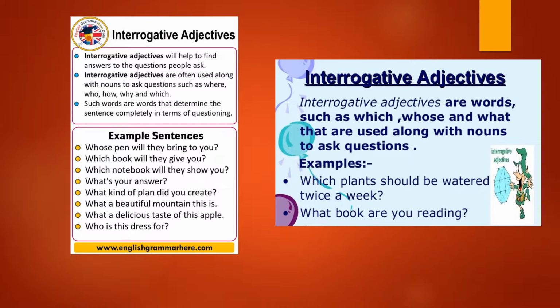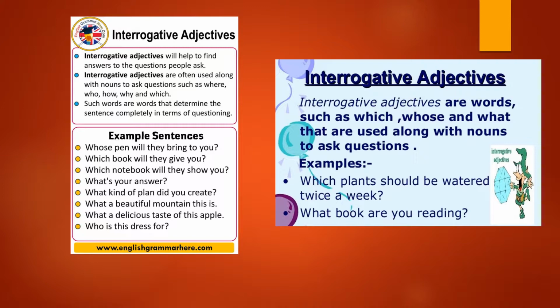Now, the last kind of adjective is the interrogative adjective. In this, take some examples. What kind of an animal is it? Which house is hers? Whose pen is this? In these sentences, the adjectives what, which and whose are in question form. They are therefore called interrogative adjectives.